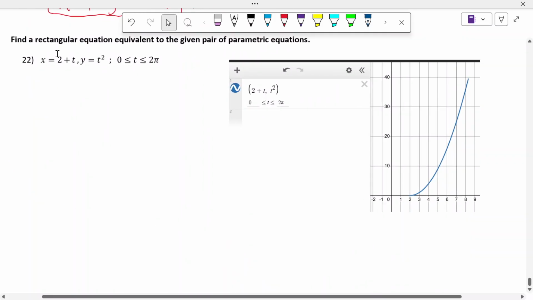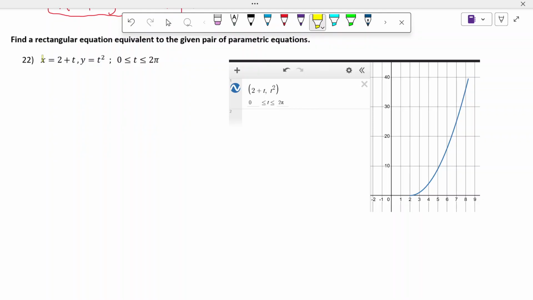It says find a rectangular equation equivalent to the given pair of parametric equations. Again, we have two different equations. We have an expression or equation for calculating the x values of our function, and then we have an equation for the y value, and they're each independent, and they each are with respect to time. And of course, time has its domain: the period of time is from 0 to 2 pi.